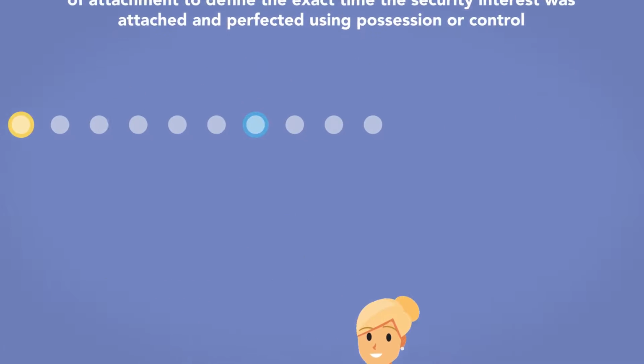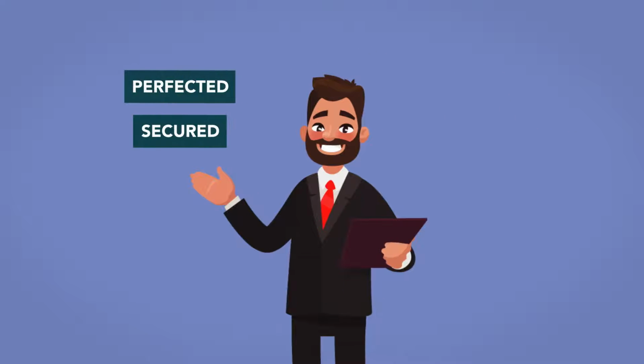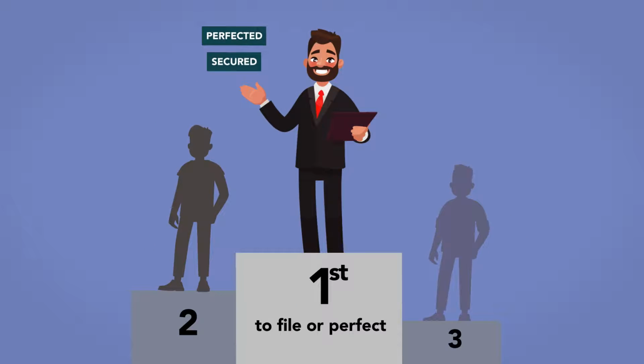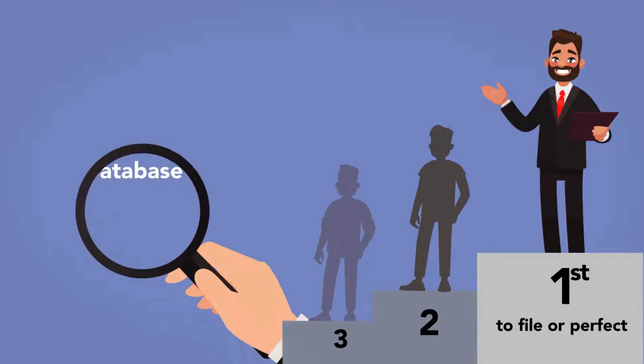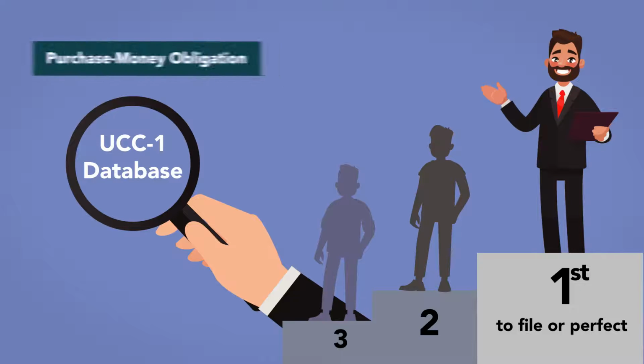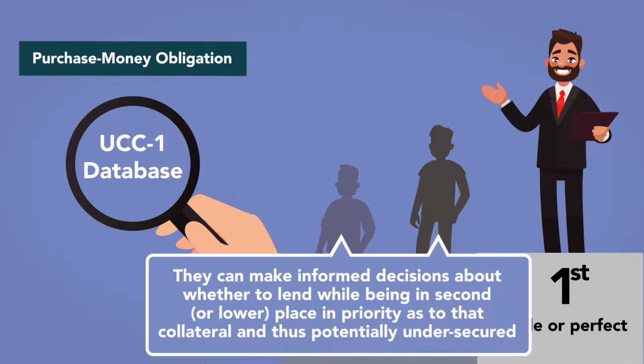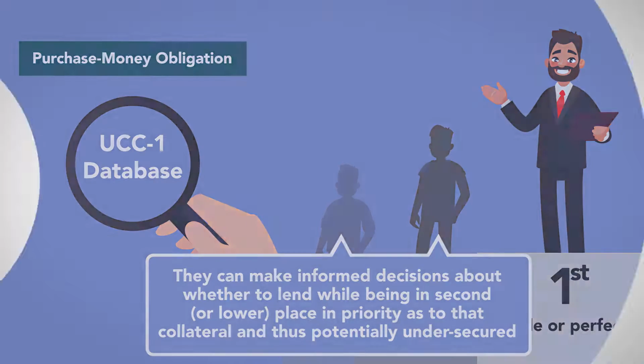The best possible position for a creditor is to be secured and perfected, and also to be the first creditor to file or perfect. Any subsequent secured party can search the UCC1 database maintained by the Central Filing Office before deciding to lend against certain collateral. Thus, they can make informed decisions about whether to lend while being in second or lower place in priority as to that collateral, and thus potentially be undersecured.